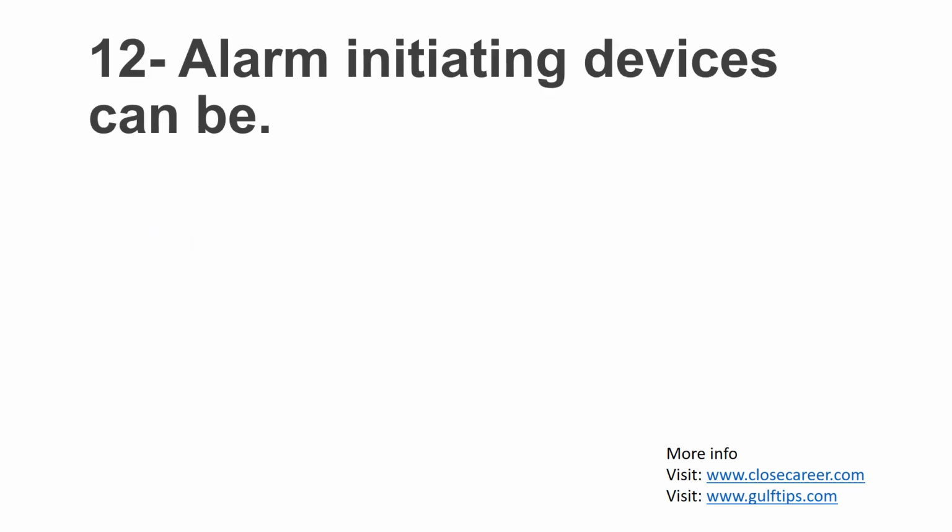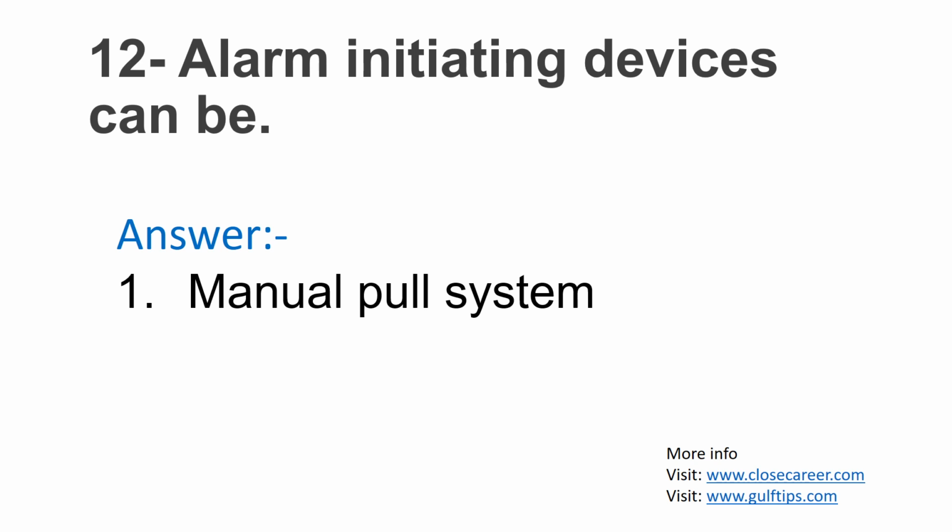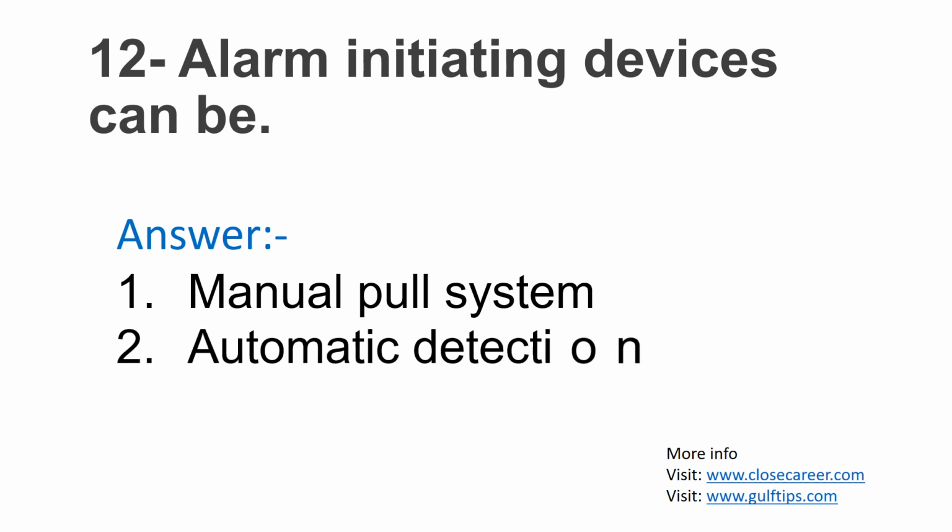Number 12, alarm initiating device can be. There are 2 types of alarm initiating device. Initiating means alarm starting device, which starts the alarm. One is manual pull system, the other is automatic detection. Manual pull means if there is an emergency, there is a fire, the people or the security guard will pull the string and it will create an alarm. Boom, boom, boom, like this.